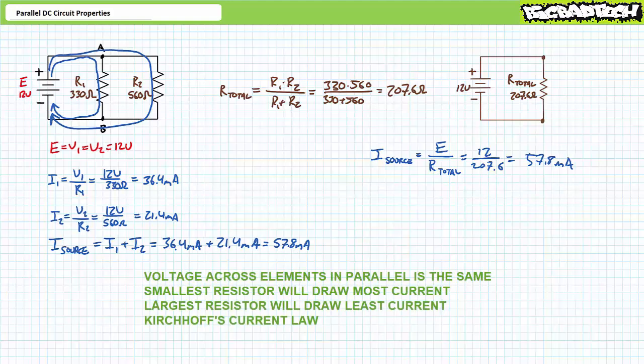Let's review the fundamental parallel circuit properties we've discussed thus far. 1. Voltage across elements in parallel is the same. This is the most fundamental parallel circuit property. 2. The smallest resistor in a parallel circuit draws the largest amount of current, and the largest resistor in a parallel circuit draws the smallest amount of current. 3. Kirchhoff's current law, which states for any node, the sum of currents entering the node must equal the sum of currents leaving the node. In summary, what comes in must come out.